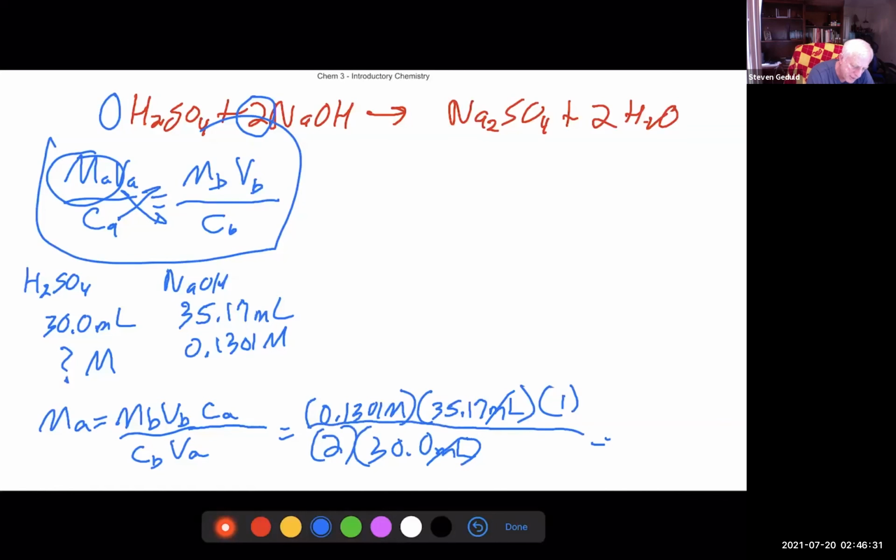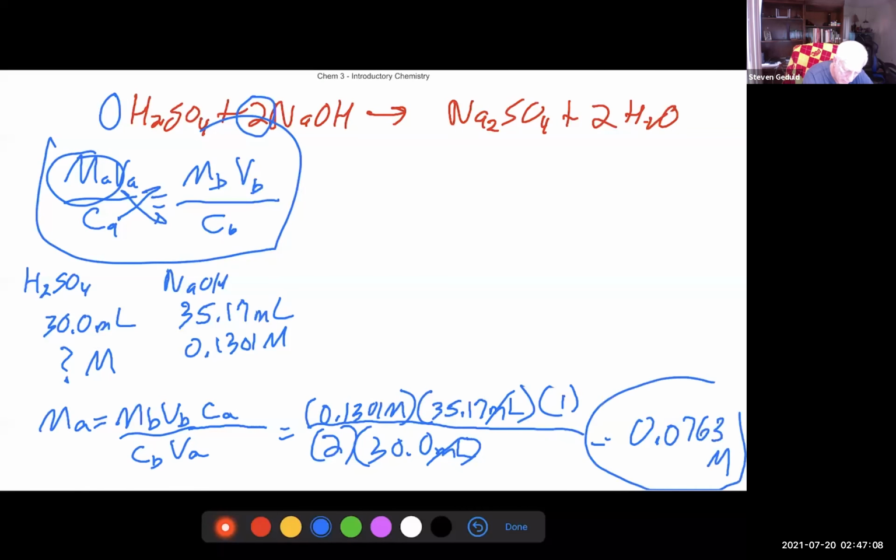Milliliters cancel, and the coefficients cancel, leaving the molarity. So we take 0.1301 times 35.17 divided by 2 divided by 30, which equals 0.0763 molarity. Okay.